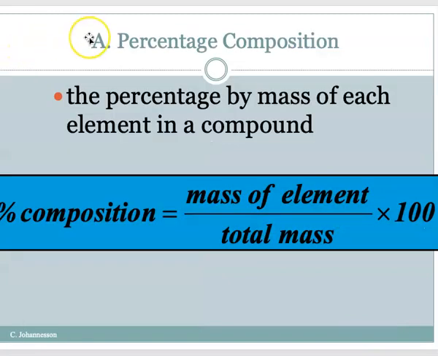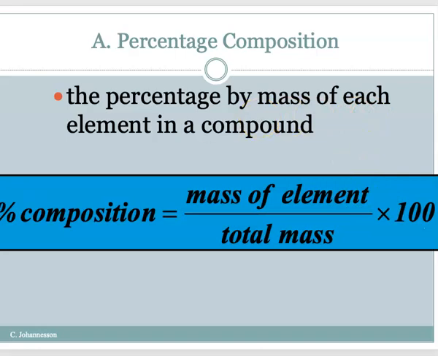Percent composition is kind of what it sounds like. It's the percentage of each element in a compound, but it is the percentage by mass. If you need a formula for that, percent composition is the mass of an element divided by the total mass of the compound times 100 to convert it to a percentage.